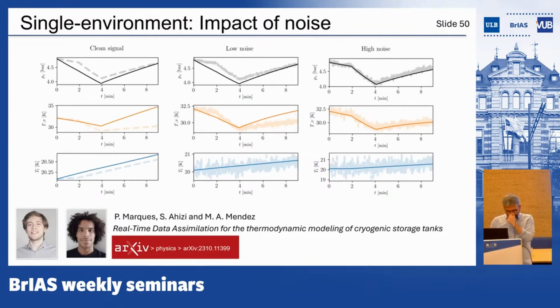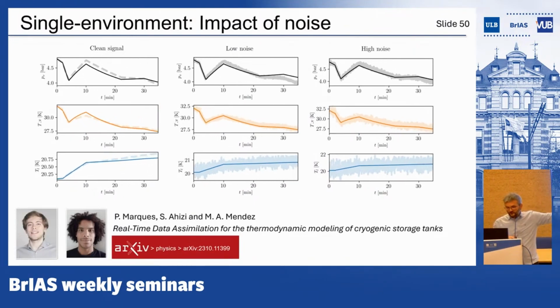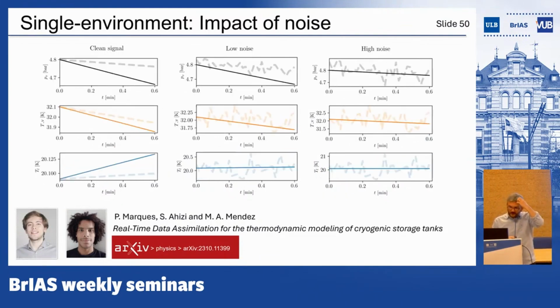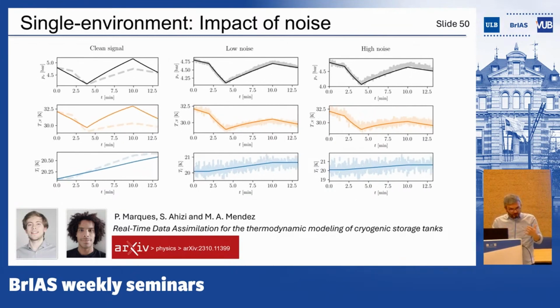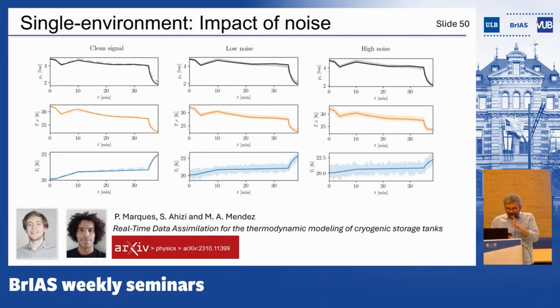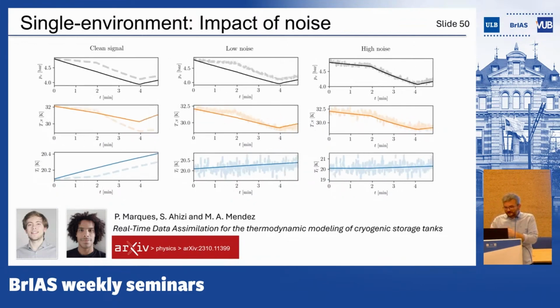And here I show you 3 examples. One case is with the clean signal and then different levels of noise. So on the top you see pressure, then temperature in the vapor and in the liquid. What we found out is that within a reasonable noise level, noise is not just not a problem, but it is actually something quite helpful in the sense that it helps escaping local minima.